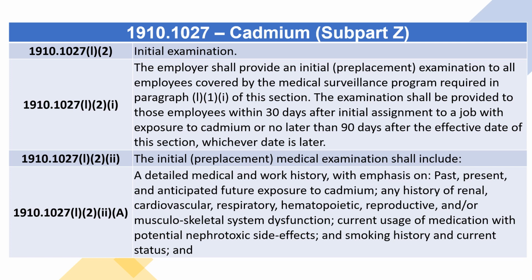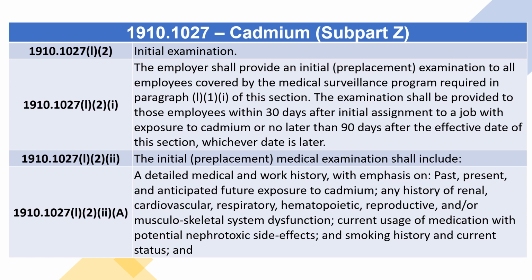1910.1027(l)(2)(i) The employer shall provide an initial, pre-placement, examination to all employees covered by the medical surveillance program required in paragraph (l)(1)(i) of this section. The examination shall be provided to those employees within 30 days after initial assignment to a job with exposure to cadmium or no later than 90 days after the effective date of this section, whichever date is later.